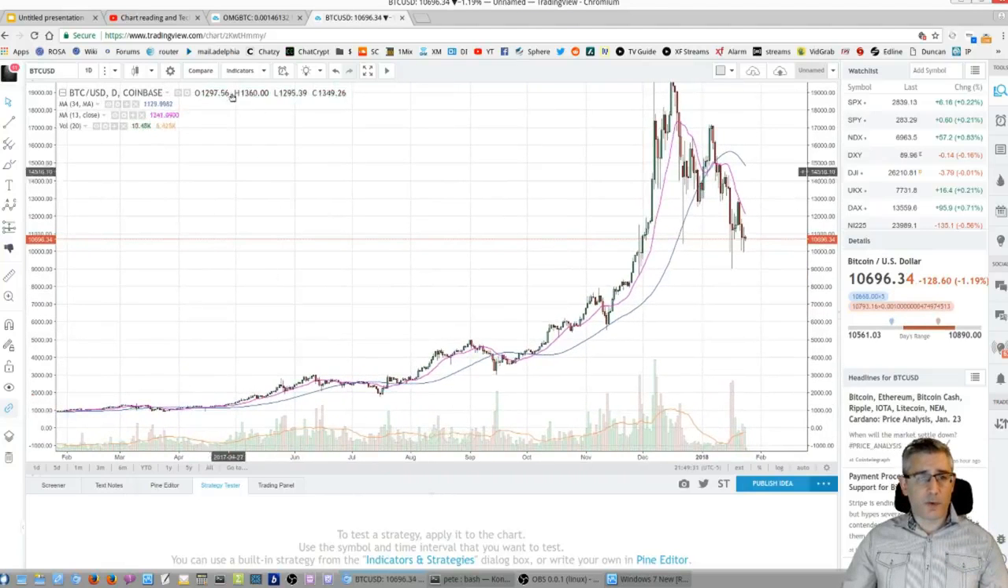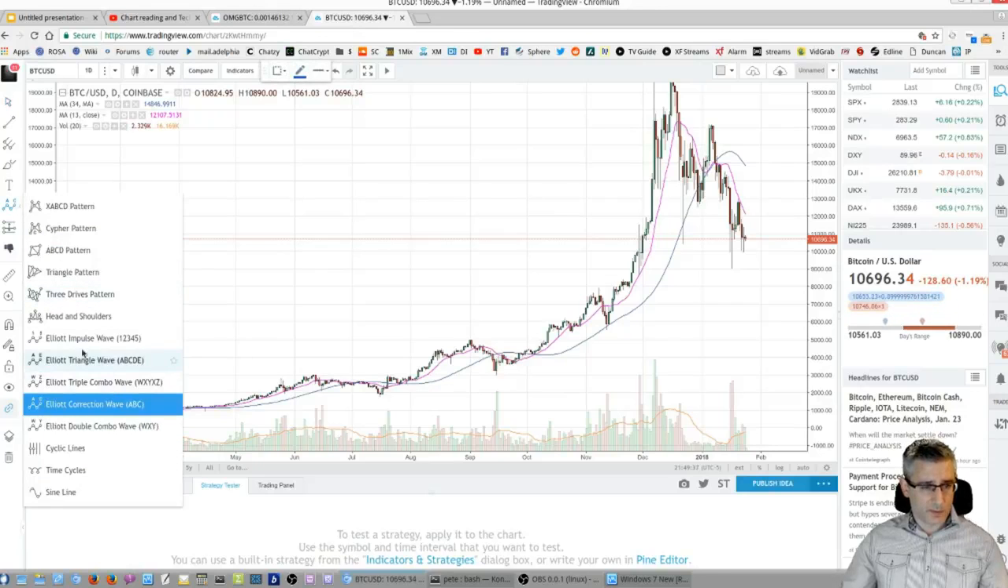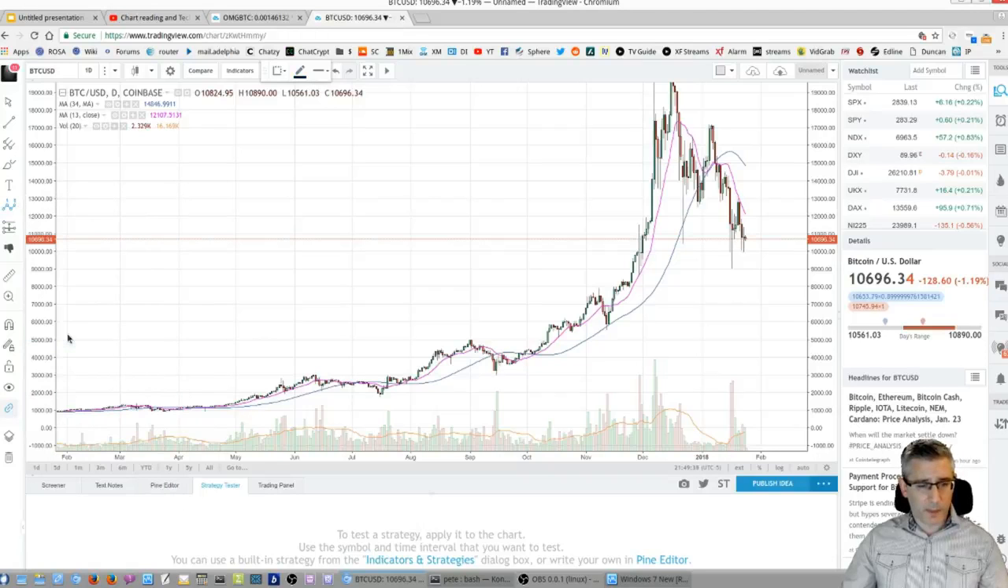Okay, so follow along with me here. I'm going to grab the tool. I'm going to select Elliott Impulse Wave, and you always start at the bottom, usually the beginning of a rally. I can start from here, I can start from here, I can start from here. I'm going to start at the very, very bottom because we want to get a long-term view of Bitcoin. So I'm going to mark 0 there.